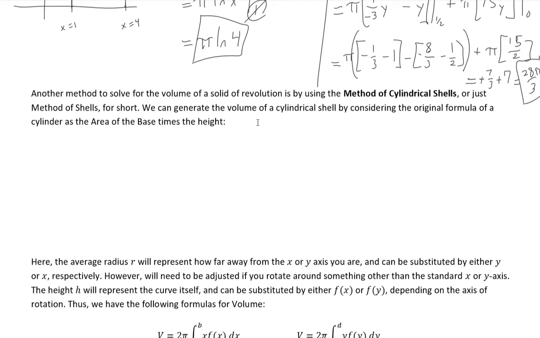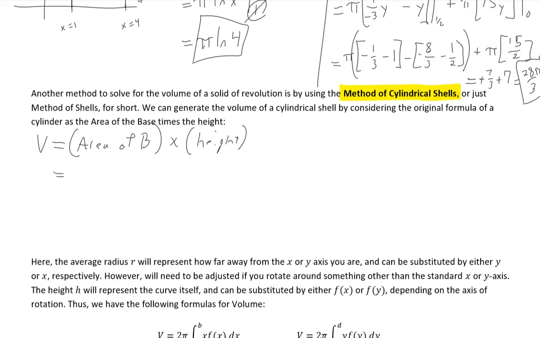So another way to solve for the volume of a solid is by using what is called the method of cylindrical shells, or we'll just call it the method of shells, usually. We can generate that by considering the original formula for the cylinder as the area of the base times the height. So if we try to generate this formula, that's going to be the area of the base times the height.